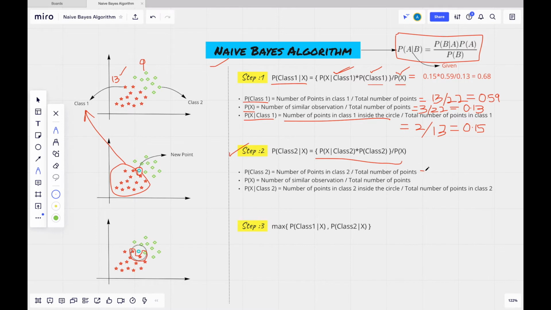Okay, I think you have calculated. Now I will also calculate. So the probability of class 2: the number of points in class 2 we have is 9. So 9 divided by the total number of points, which is 22. So 9 divided by 22 is approximately 0.41. Then we have the probability of x. This will be the same in both the cases, 0.13.